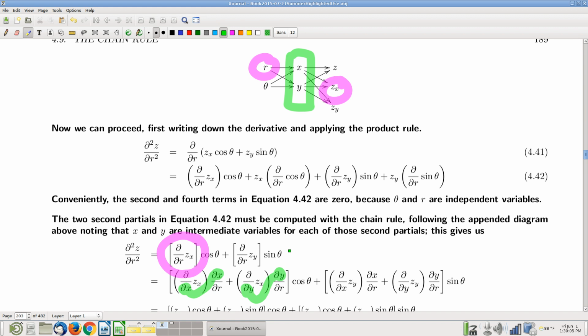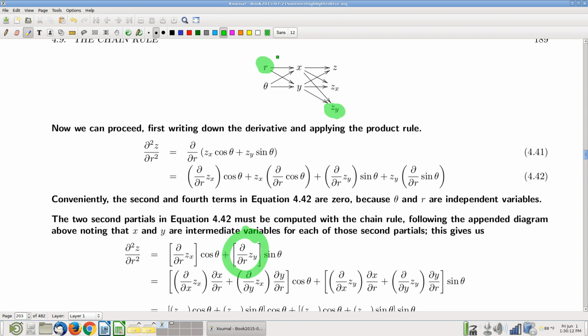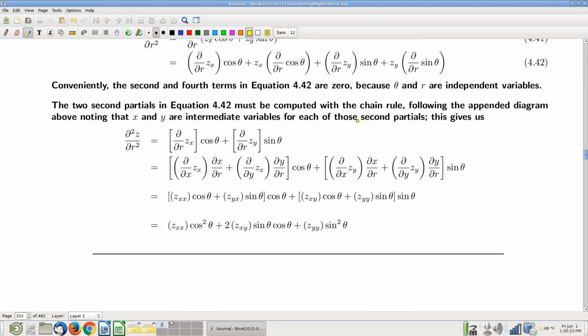And then it's all bookkeeping from there. Well, likewise with the partial of zy with respect to r. Again, there's two intermediate variables. Again, you get two terms. After having done all that, it's bookkeeping. It's a matter of sort of multiplying everything out. Here, this is clearly just a second partial with respect to x. Partial of x with respect to r is cosine theta. Old news. Blah blah blah. With this.